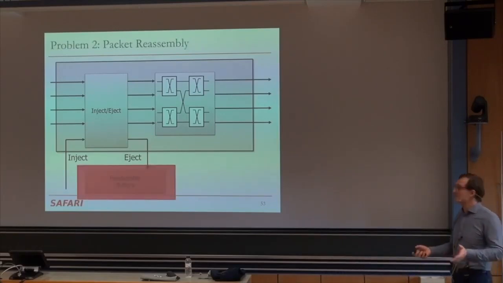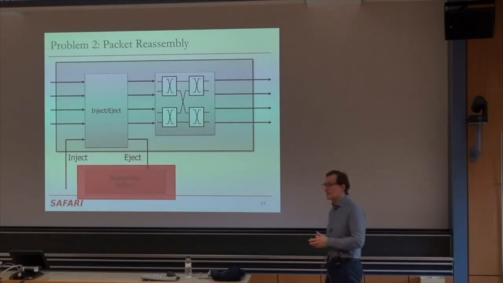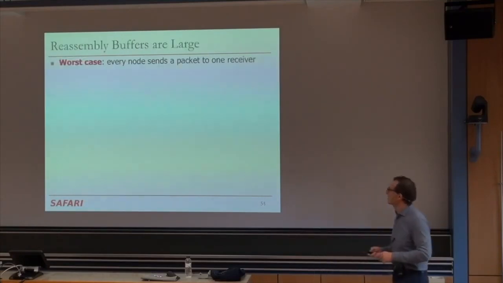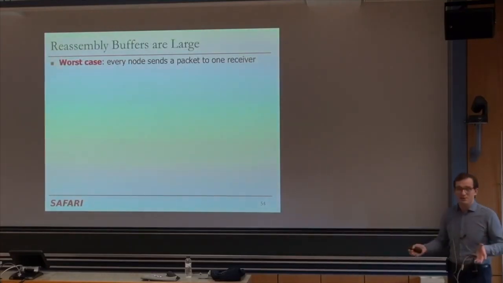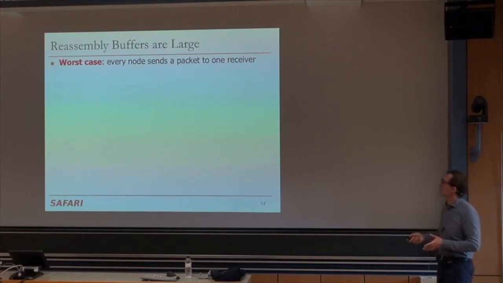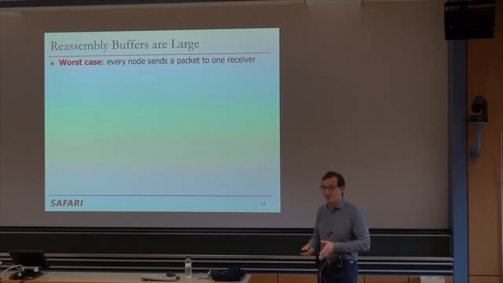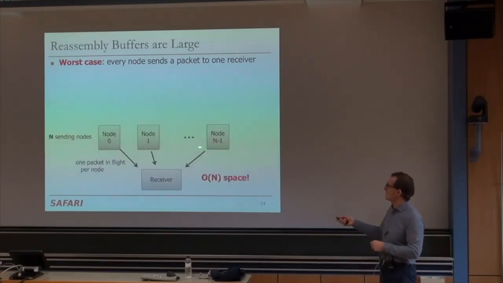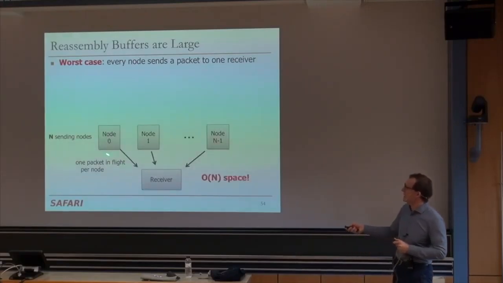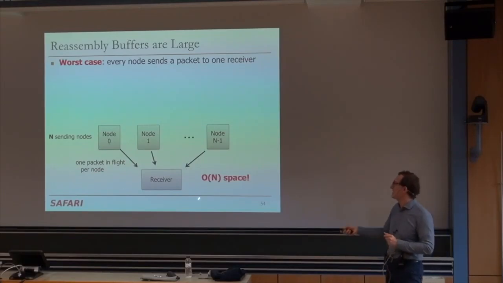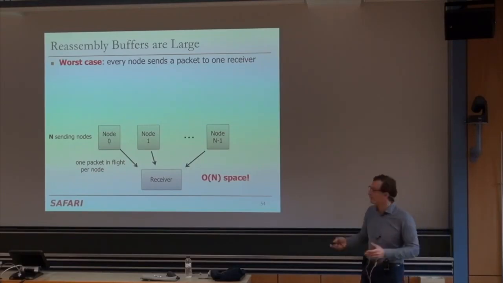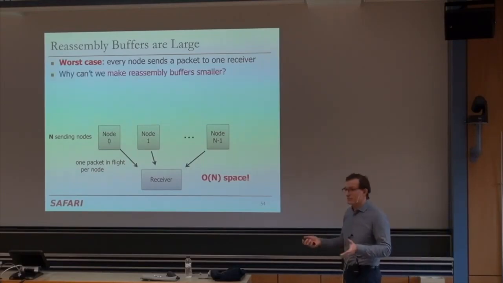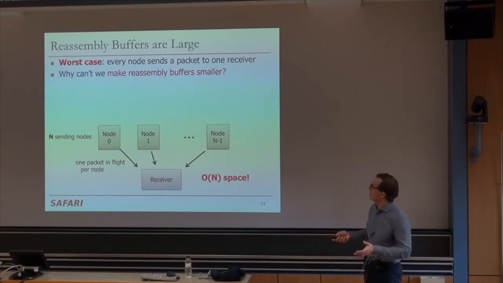Okay, the next problem is packet reassembly. Let's take a look at some other problems that are caused by packet reassembly. Reassembly buffers need to be large, basically. In the worst case, every node sends a packet to one receiver. That's like the hotspot pattern, right? So you have n sending nodes, and one packet in flight per node, and the receiver requires O(N) space. Now, why can't we make the reassembly buffer smaller, you may ask?